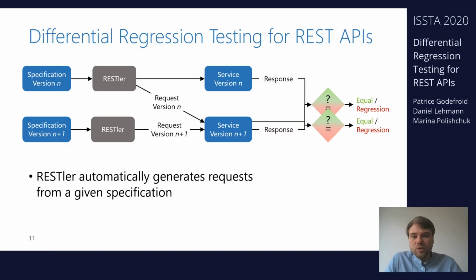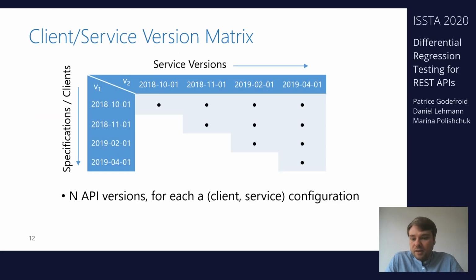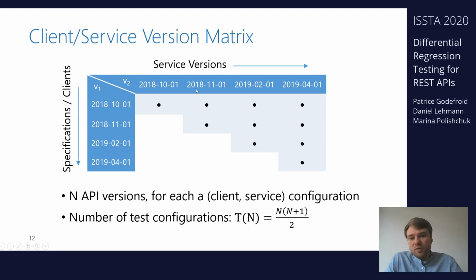Now, in this figure, we only talked about two REST API versions, namely version N and N+1. And for each such version, there was a specification and a service. But in practice, we can have N API versions, and for each such version, we have a specification and a service. And this gives us a roughly n² number of combinations to test, namely in this upper triangular matrix. We can always have requests generated from an old specification targeting that same service version or a newer service version, and not the other way around, because you can't test new requests on older services.